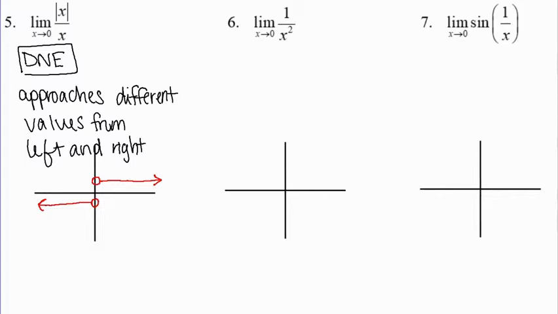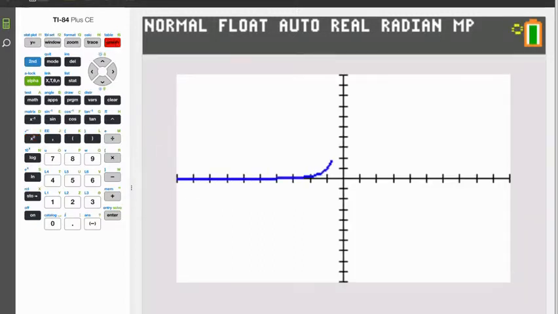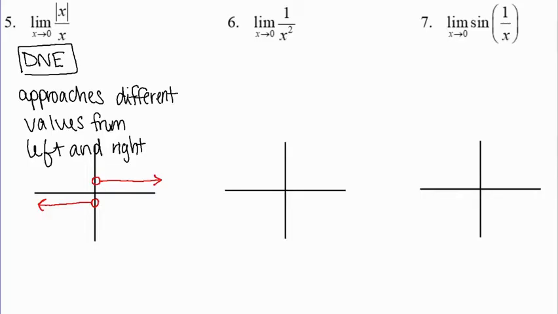Next, I have the limit as x approaches 0 of 1 over x squared. So let's look at that in the calculator. So I have my function in the calculator, and if I look at the graph, this is a rational function, and I'm going to copy down this graph. I have horizontal and vertical asymptotes in this graph. So if I look as we approach 0, from the left side, the graph is going up and approaching positive infinity. And on the right side, the graph is going up and approaching positive infinity.